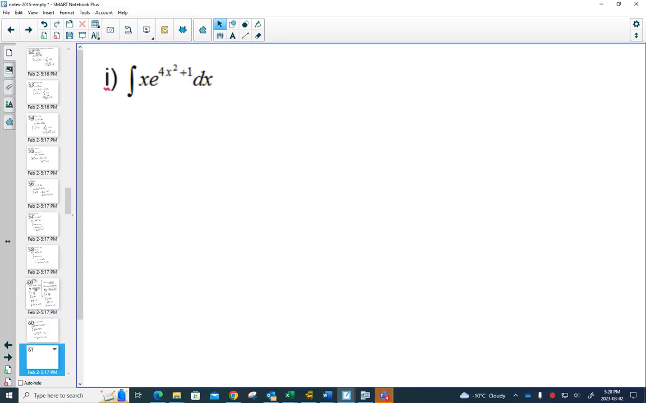Things don't match up perfectly, but the inside function is 4x squared plus 1. Its derivative is 8x, but we just have an x. But as long as you have the right form, the number in front, you can manipulate to make it work. But that's why the substitution technique is really important, because it gets to be too hard in your head to manipulate all of that all at once.